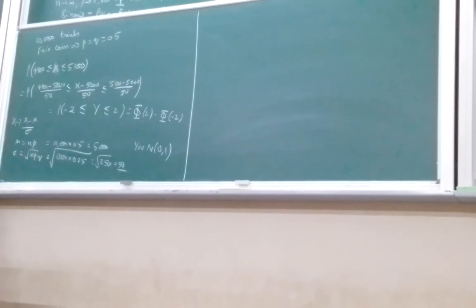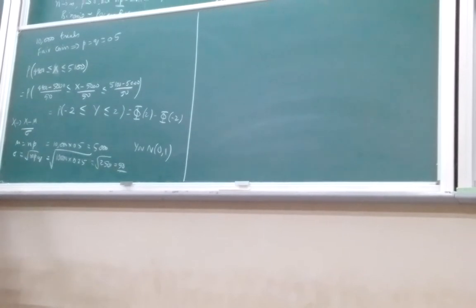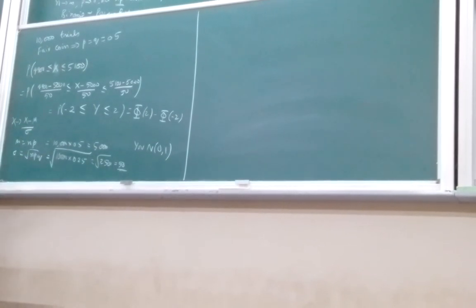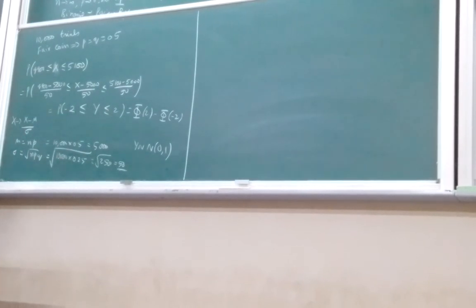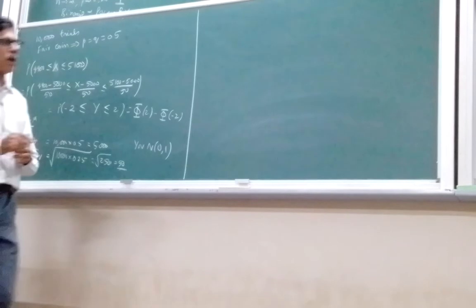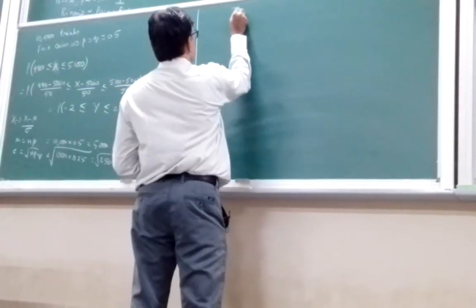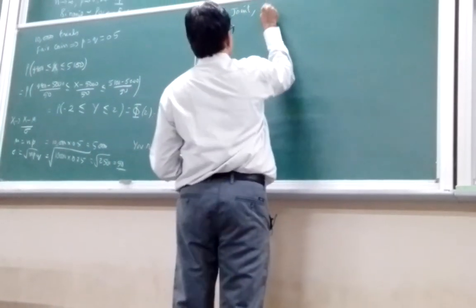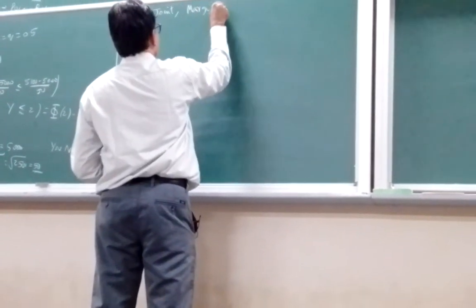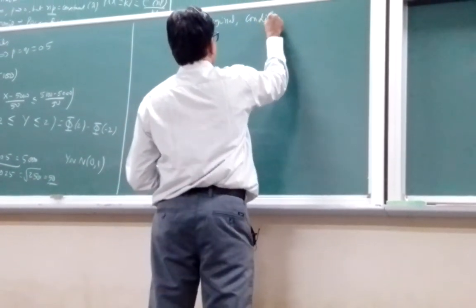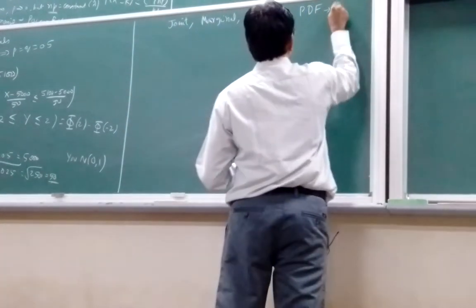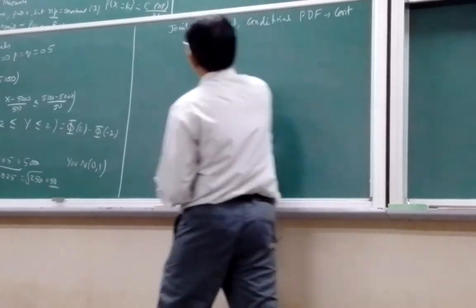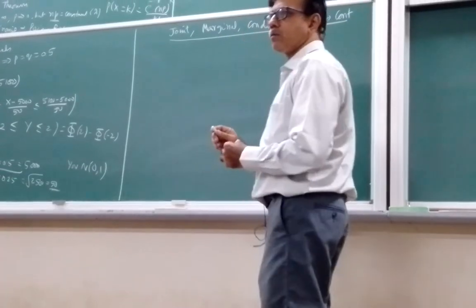Okay. So this is the de Moivre-Laplace theorem and the corresponding normal approximation for the binomial distribution. Next, we will dwell more into these concepts of joint, marginal, and conditional probability density functions. These are all for continuous. As far as possible, some discrete also we will look into.